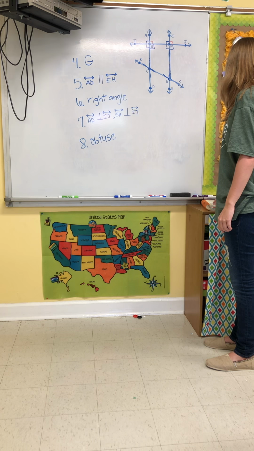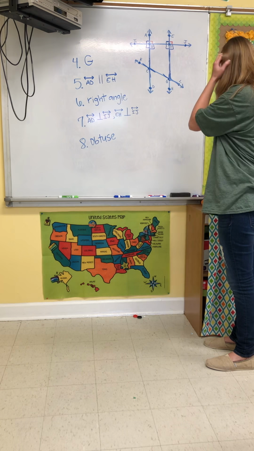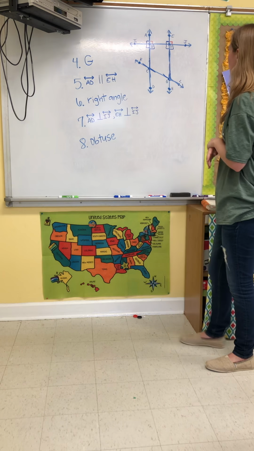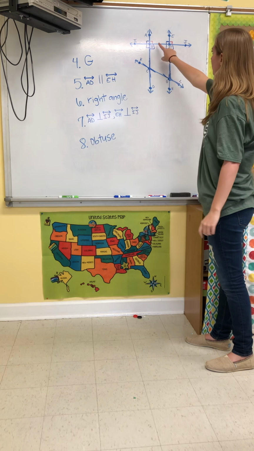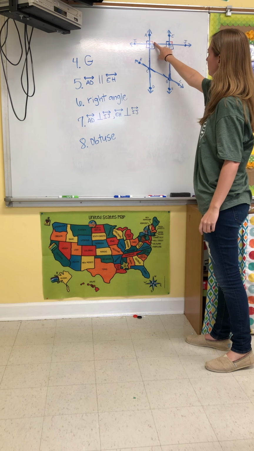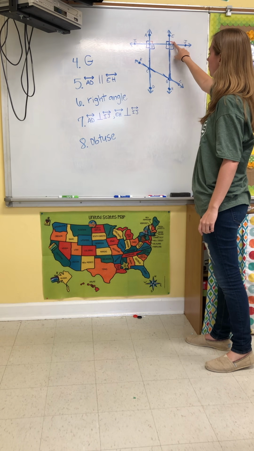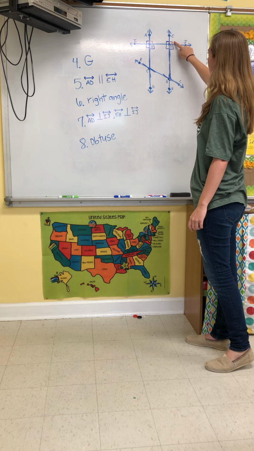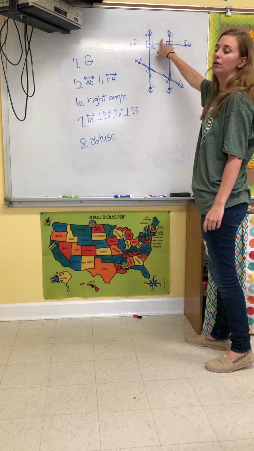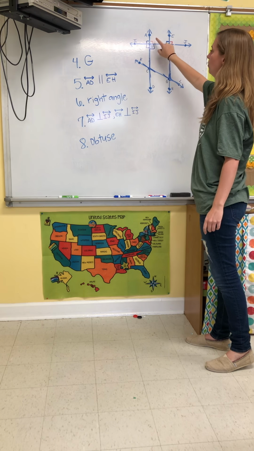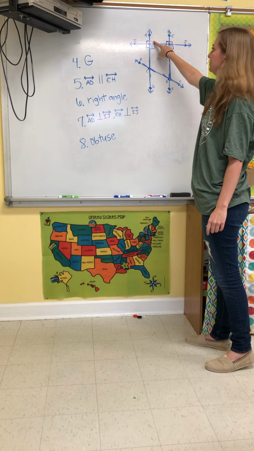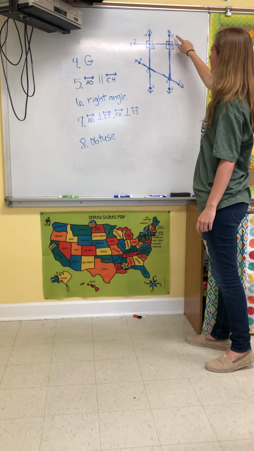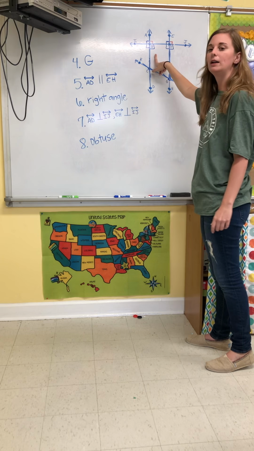Alright, number 7, name 2 pairs of perpendicular lines. Alright, so we know that perpendicular lines intersect, but they also make right angles, the 4 right angles. So if I look up here at these 2 angles, I see that they have the red little boxes in the corner. So that lets me know those are right angles, so that's where I need to start. I know that if this has a right angle, all the way around will have right angles, and the same with this one over here. So these 2 sets of lines are going to be right angles.